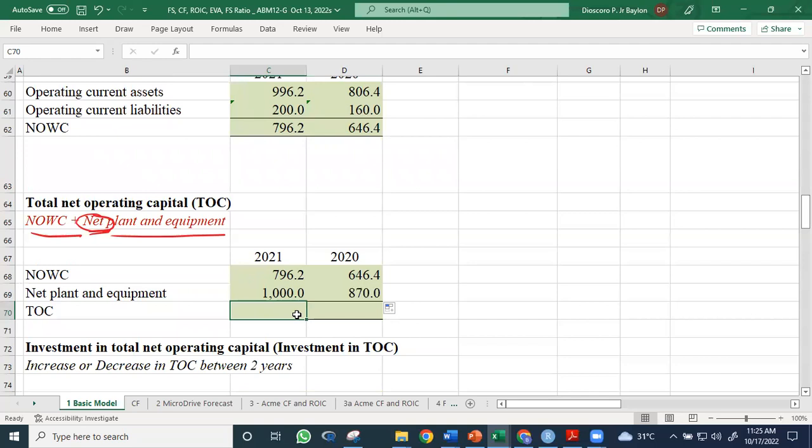So the sum of this, Alt equals, then we include 2021. Control Enter. Once again, let me pause for a while. I'll give you a few seconds to follow along, and in a while I'll be asking your feedback on whether you were able to get to TOC.